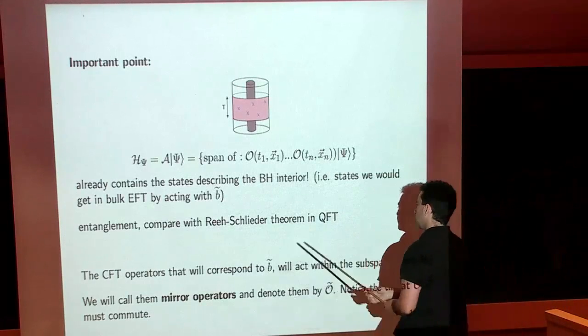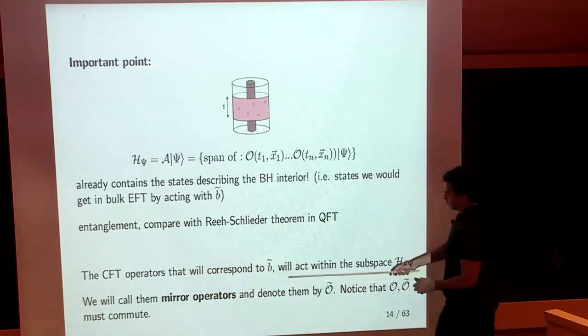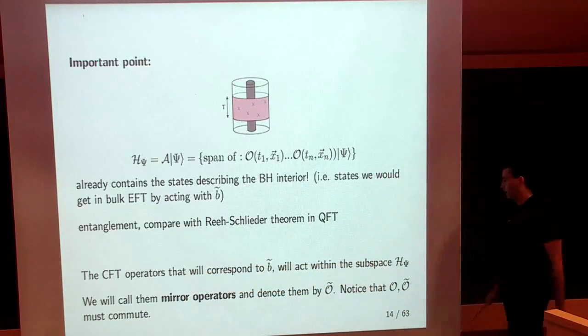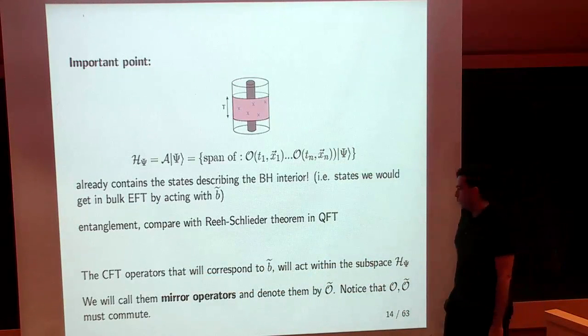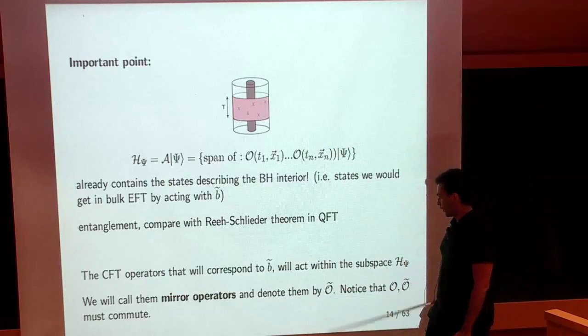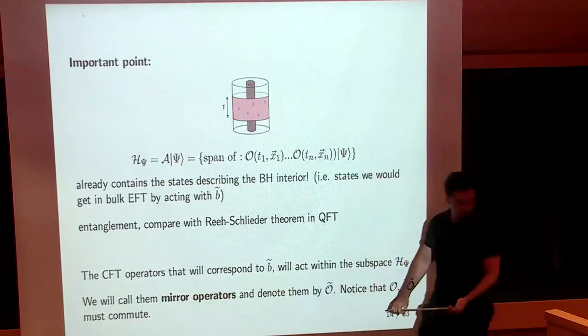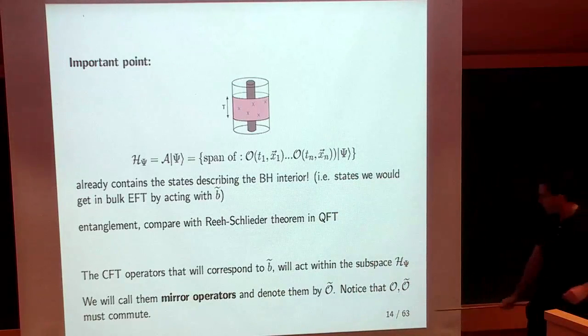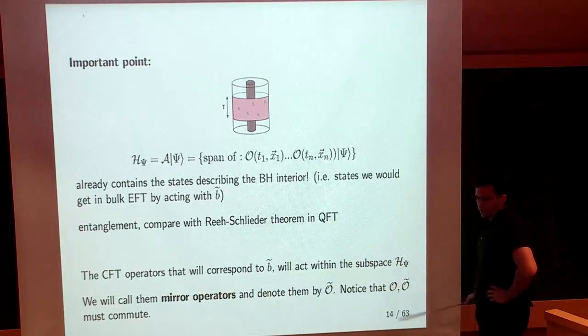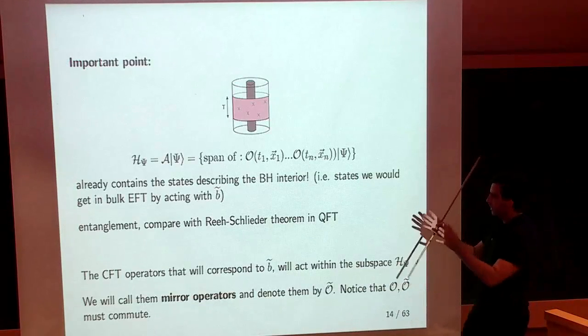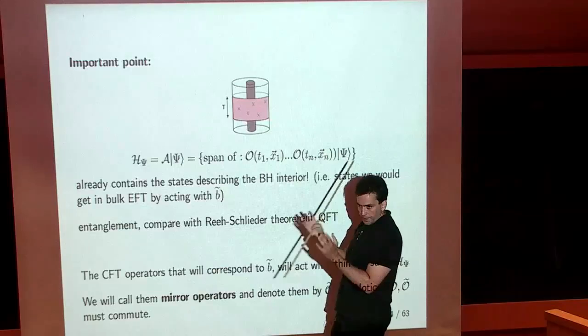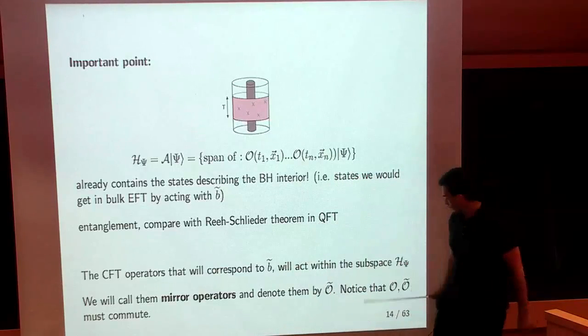All right, so these CFT operators that we're looking for, which correspond to B tilde in the bulk, will act on this subspace, and we will call them O tilde in the conformal field theory and refer to them as mirror operators. Now, a very important thing is that these operators O and O tilde have to commute, because in the bulk, O are operators corresponding to the exterior of the black hole, and O tilde corresponds to the interior.